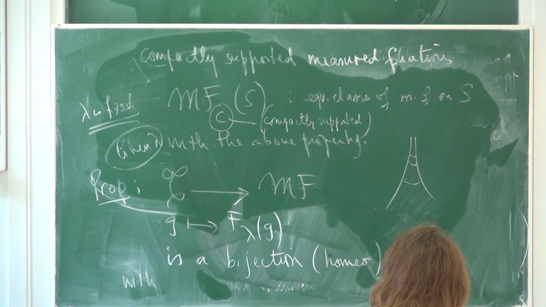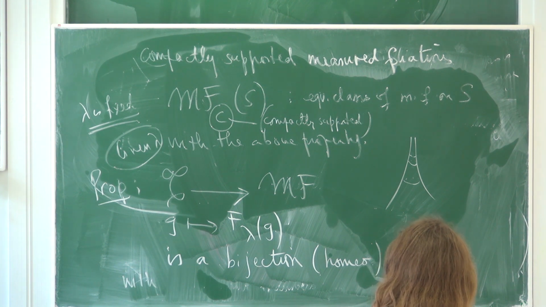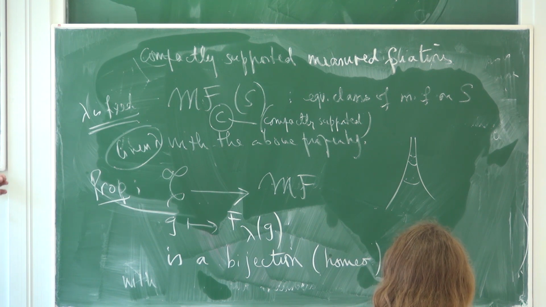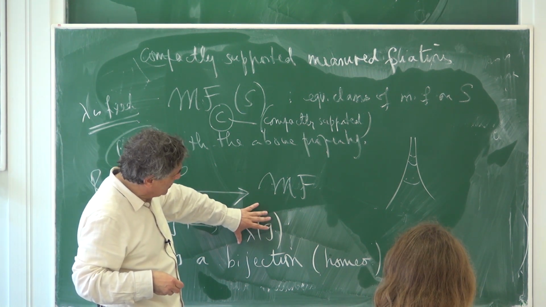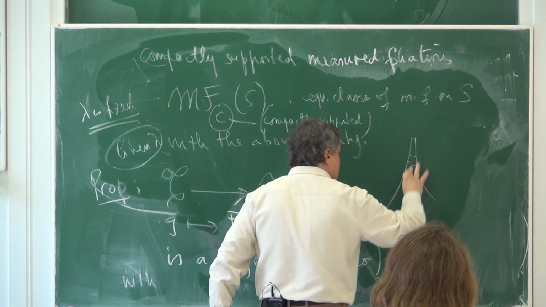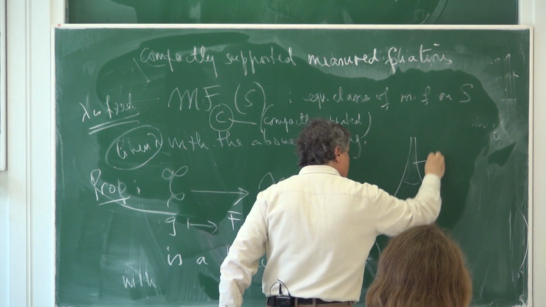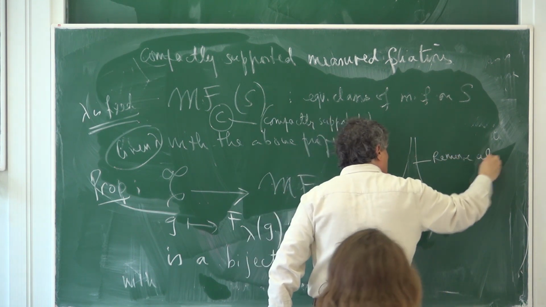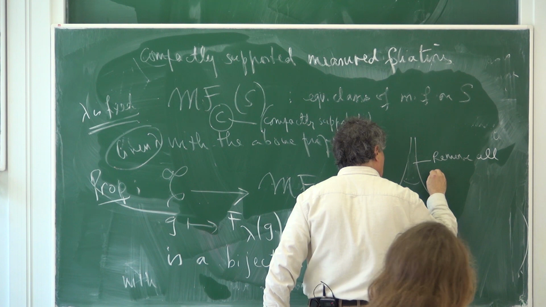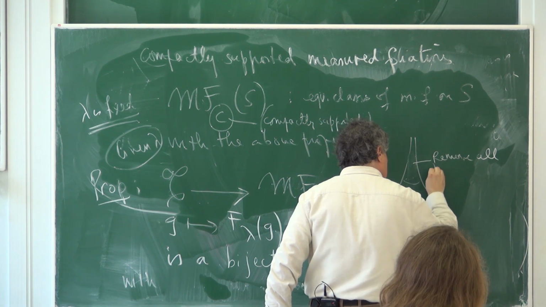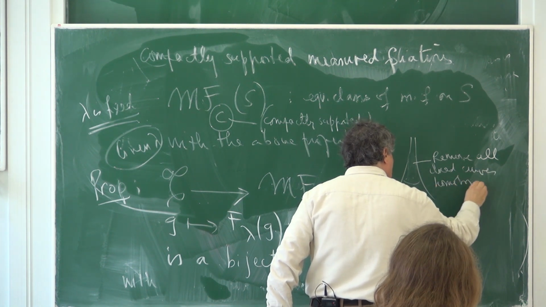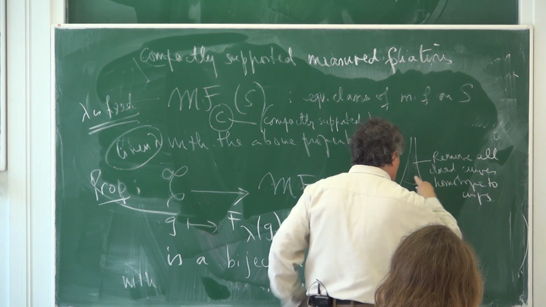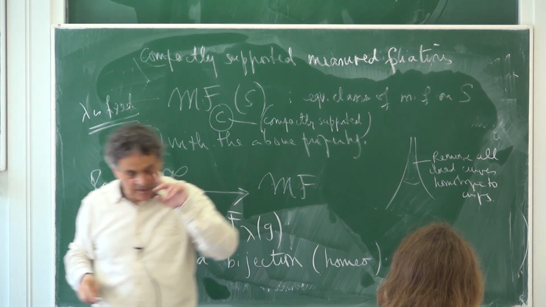So in order to have something where each leaf is geodesic, because at some point I will need this, I will replace the measured foliation here by something more geometric where each leaf is a geodesic. I should remove all the closed curves homotopic to cusps, and the thing which remains is compactly supported. This is why these are called compactly supported.